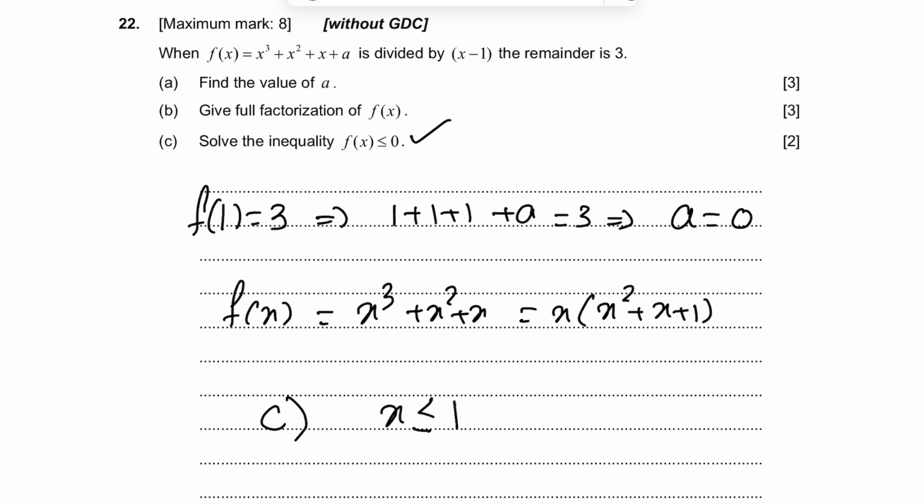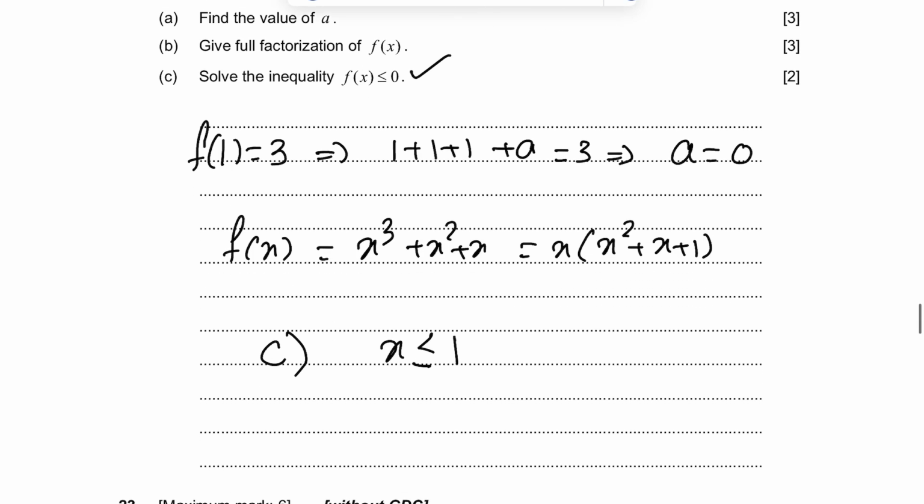We can do this by drawing the graph, or by using the GDC. The inequality is x less than or equal to 0. You can just check that as the x values get lesser than 0, the values keep becoming less than 0. So for all negative values of x, the function also becomes negative.